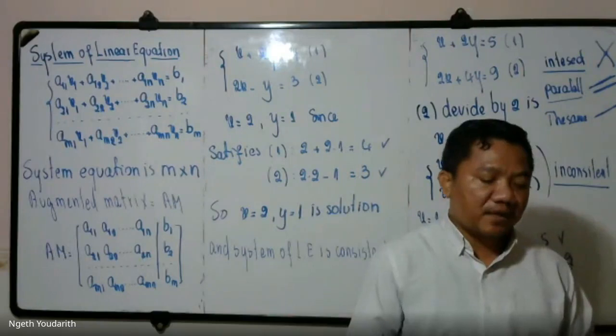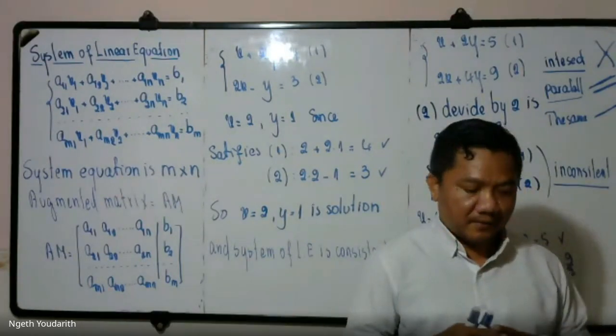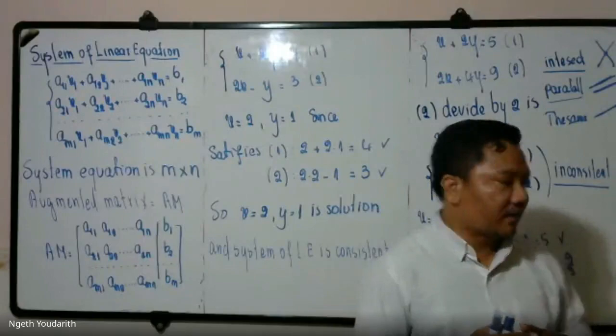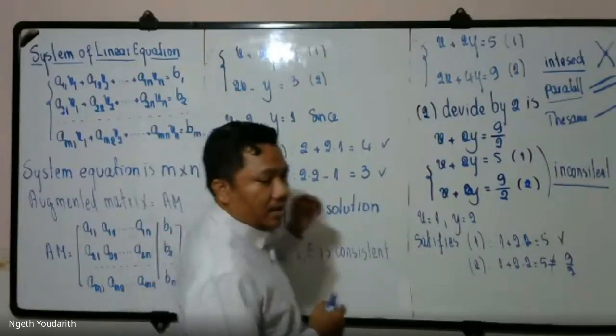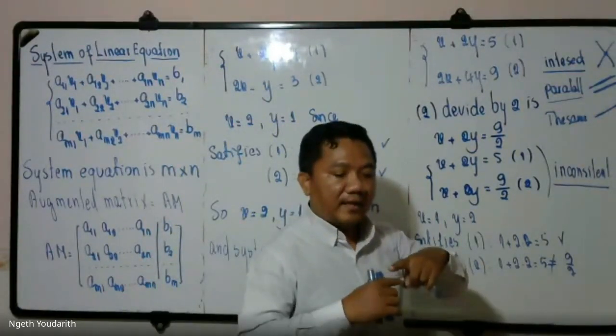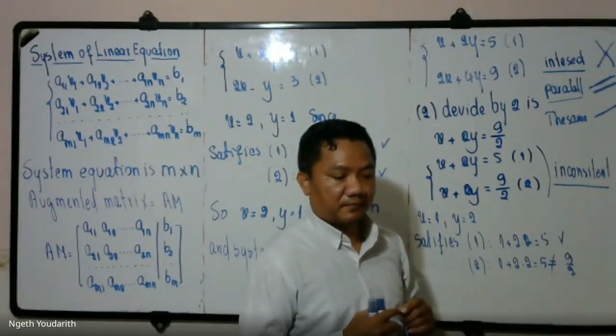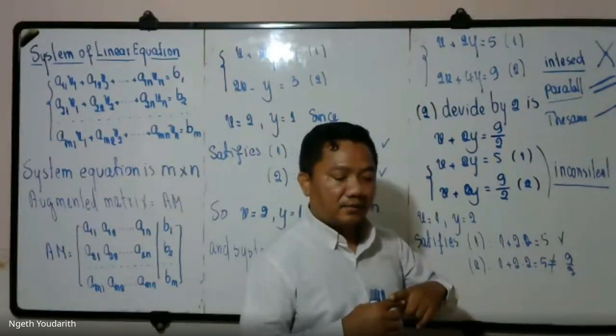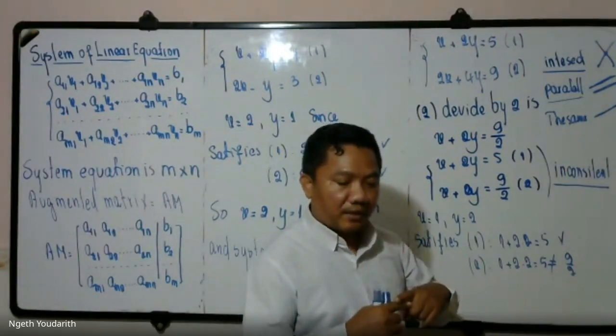Excuse me, teacher. I don't really get the difference between intersecting and being on the same line. Intersect means we have different lines. The same line means you have two equations, but they are each other.